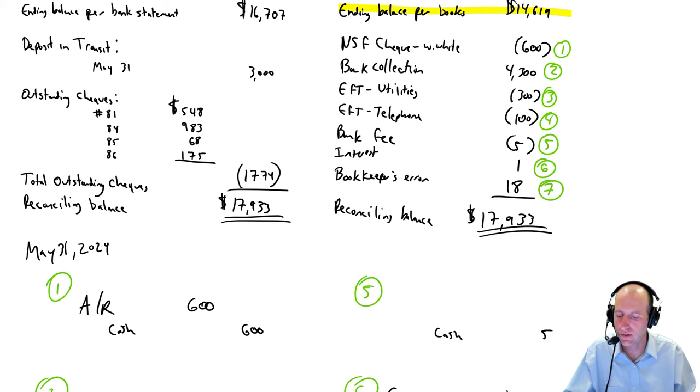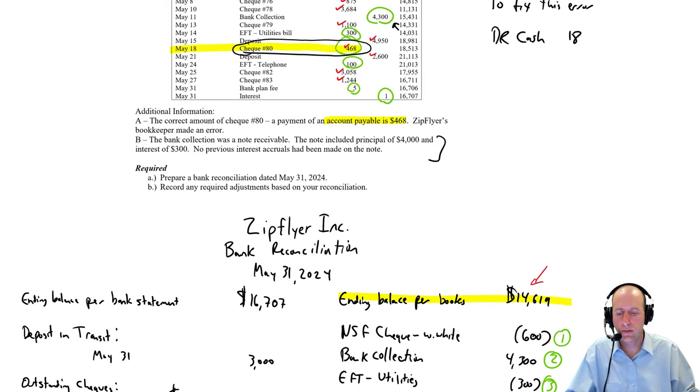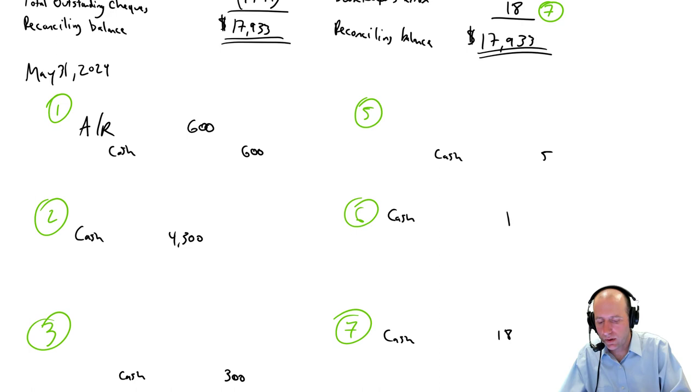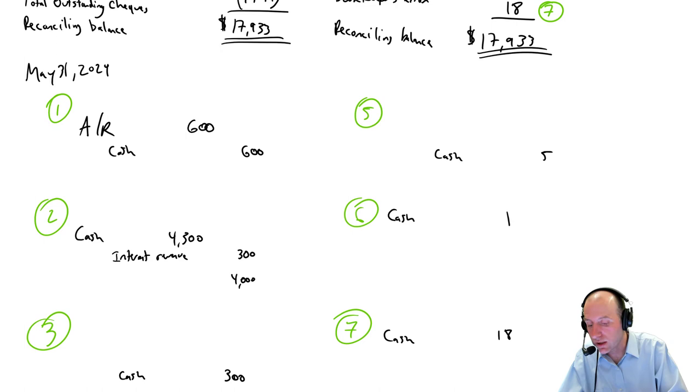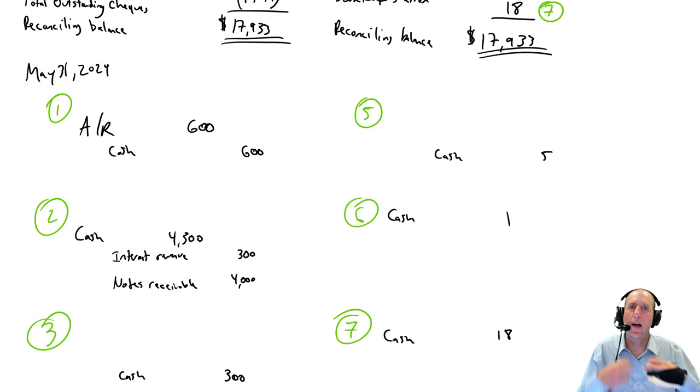Okay, the bank collection, $4,300. And this notes that there's principal of $4,000 and interest of $300. So let's deal with the interest first. This is interest revenue, right? It's money coming in related to interest. It is interest revenue. Now, the $4,000, the principal amount, they said this was a note. So the credit is to notes receivable, or to note receivable, of $4,000. So we collected a note, debit cash, credit the note because we got the money.